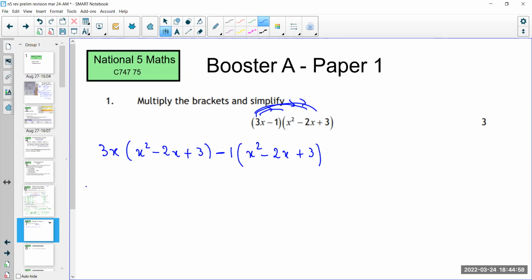And this is where you do 3x times x squared, which is 3x cubed. 3x times negative 2x is minus 6x squared, plus 9x. Then minus 1, this is important. It's minus 1 times x squared, minus x squared; minus 1 times negative 2, positive this time, 2x; minus 1 times positive 3, negative 3. 2 marks out of 3.